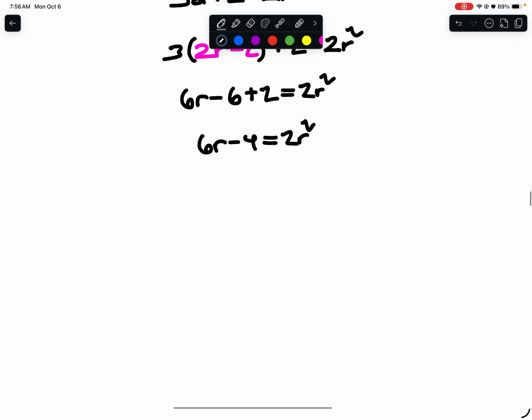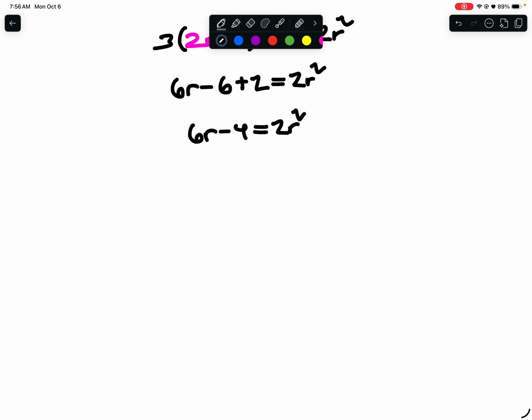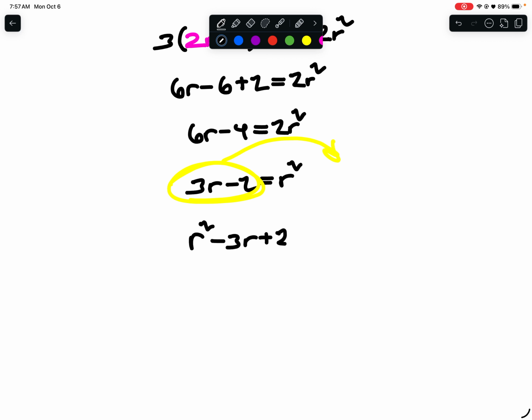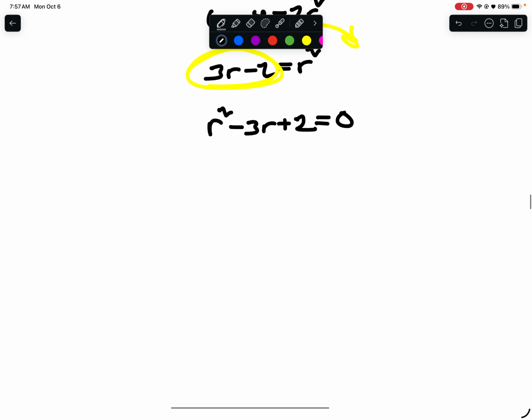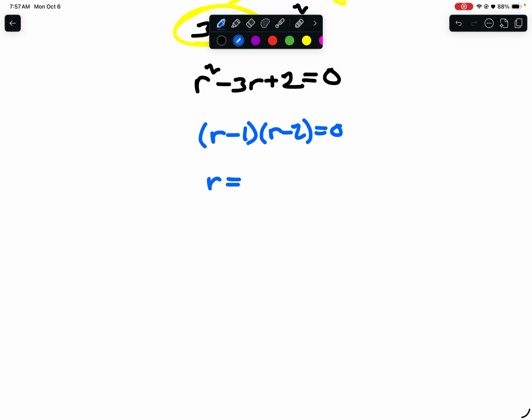Now, once again, I want to divide everything by 2. I want to make the numbers as simple as possible. So that's going to give me 3r minus 2 equals r squared. And then I'm going to move the entire left side over to the right side. So I'm going to have r squared minus 3r plus 2 equals 0. And then when you get here, I want to factor. So when I factor, we want the two numbers that multiply to positive 2, but add to negative 3. So in this case, we're going to have minus 1 and minus 2, which tells me my r value, my common ratio, could either equal 1 or it could equal 2.